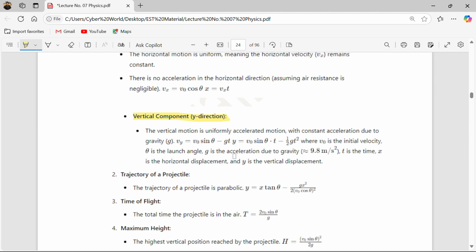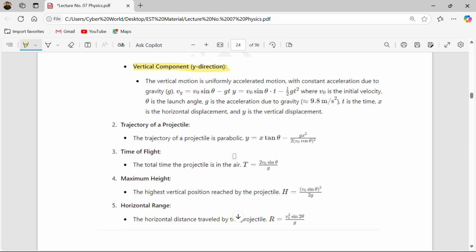And the trajectory of the path, which is parabolic, is y equals x tan theta minus gx squared divided by 2 v naught cos theta square. And the time of flight formula is very important. You have to remember this formula. So what is the formula of time of flight? This is 2 v naught sine theta divided by g.